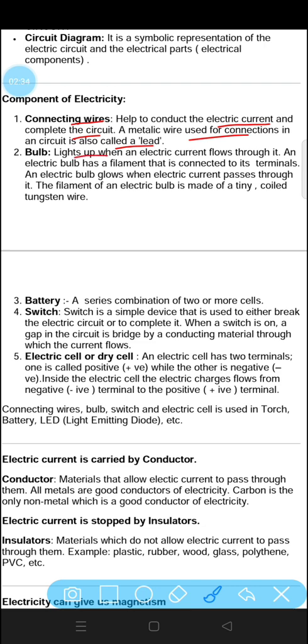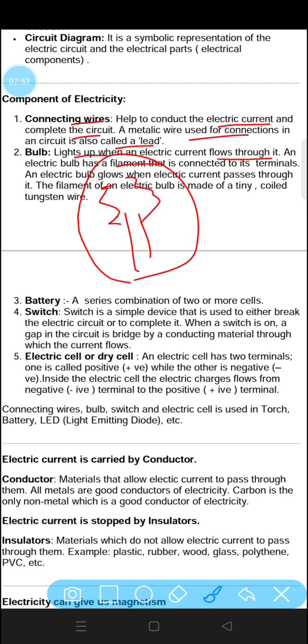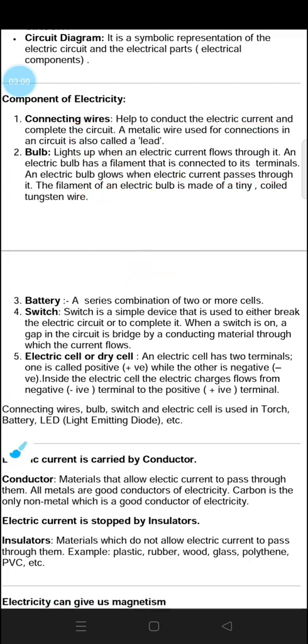Bulb. It lights up when the electric current flows through the circuit. If the electric current is flowing properly through the circuit, the bulb will glow. An electric bulb has a filament. If this one is an electric bulb, we can see there is a filament. This filament is made up of tungsten. It lights up when we glow the bulb.